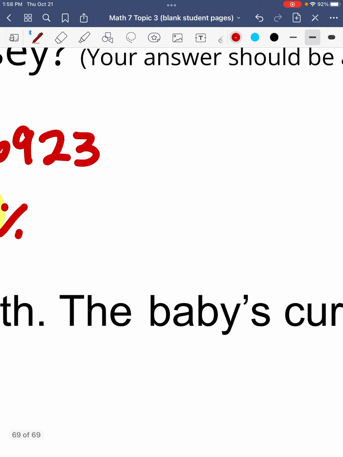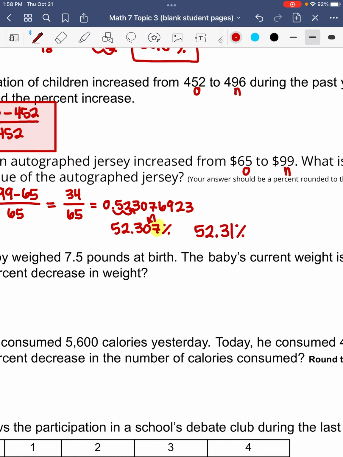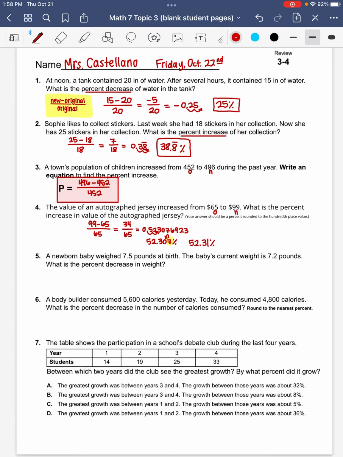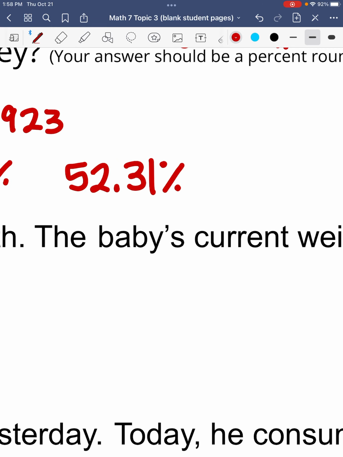So my final answer then is going to be 52.31%. And we don't need to identify that's an increase because it already says in the problem what is the percent increase. So I'm just going to leave my answer as 52.31%.